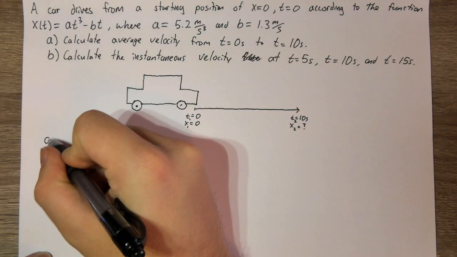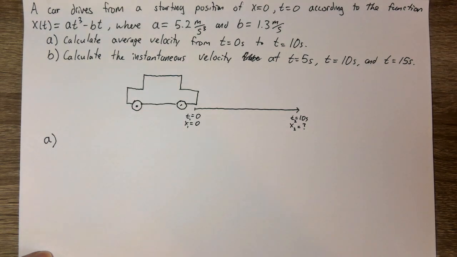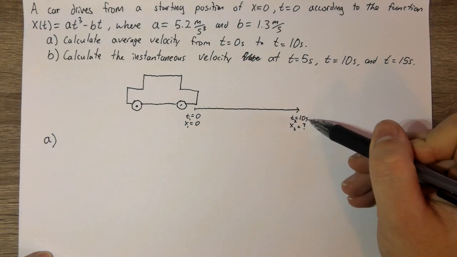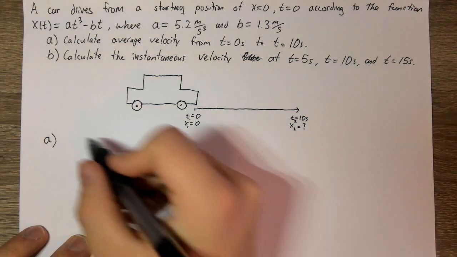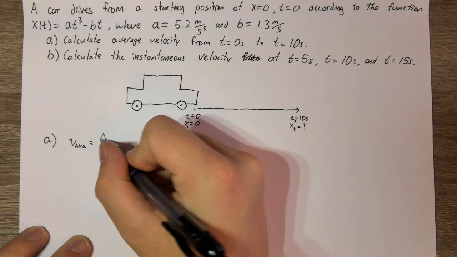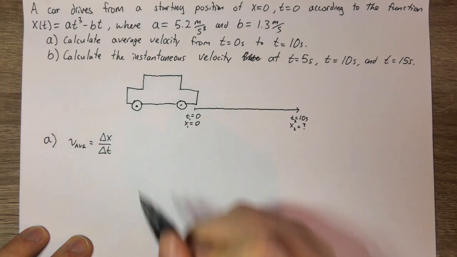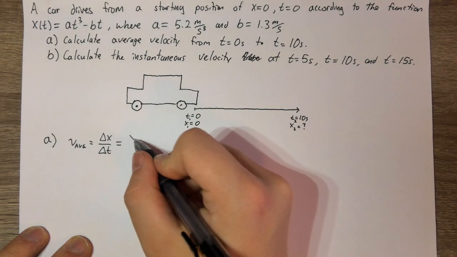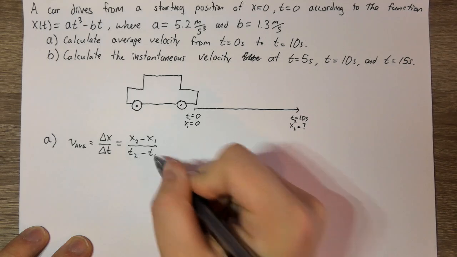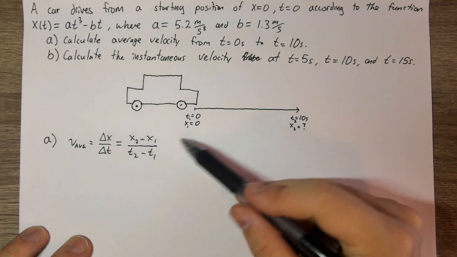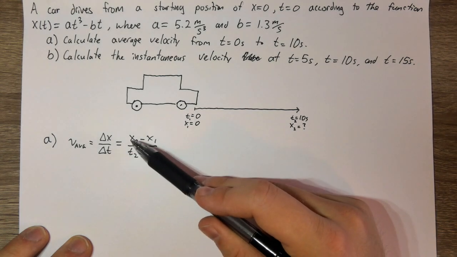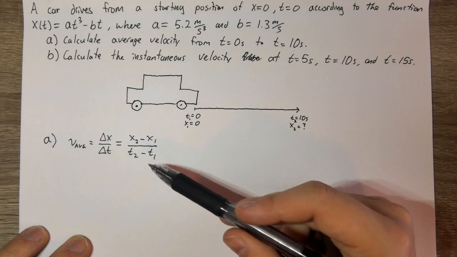So we can start with A. And I've drawn this scenario out here where our car starts at the starting point and it ends at 10 seconds. So our average velocity is just our change in position over our change in time from the start to the end point, which is x2 minus x1 over t2 minus t1. Now looking at this, we know x1, we know t1, and we know t2, but we don't know x2.